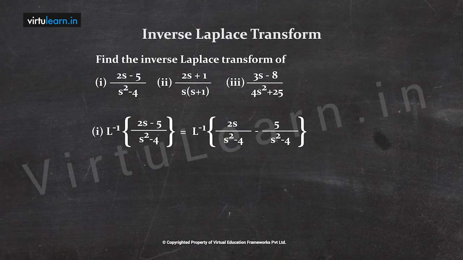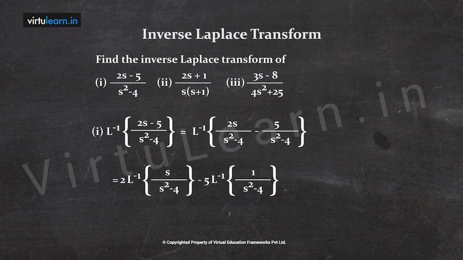2 is outside: 2 into L inverse of s by (s square minus 4), minus 5 into L inverse of 1 by (s square minus 4). Now observe this one, 2 into L inverse of s by (s square minus 2 square). Actually 4 means 2 square. Now I already gave you the list of formulas.